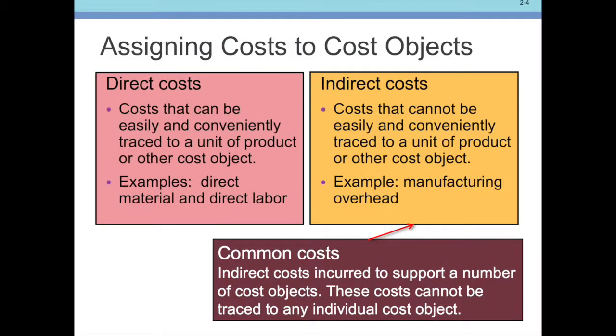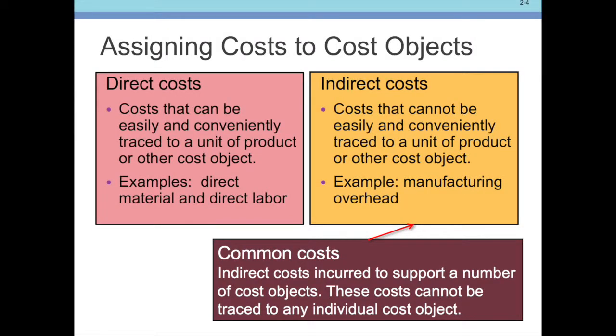Now you might be saying, well, what the heck is a cost object? Well, it's anything you want it to be. Anything you want it to be. And I'm going to give you a couple of examples here in a moment. But a direct cost is something that you can accurately trace to that object, whatever that object is.